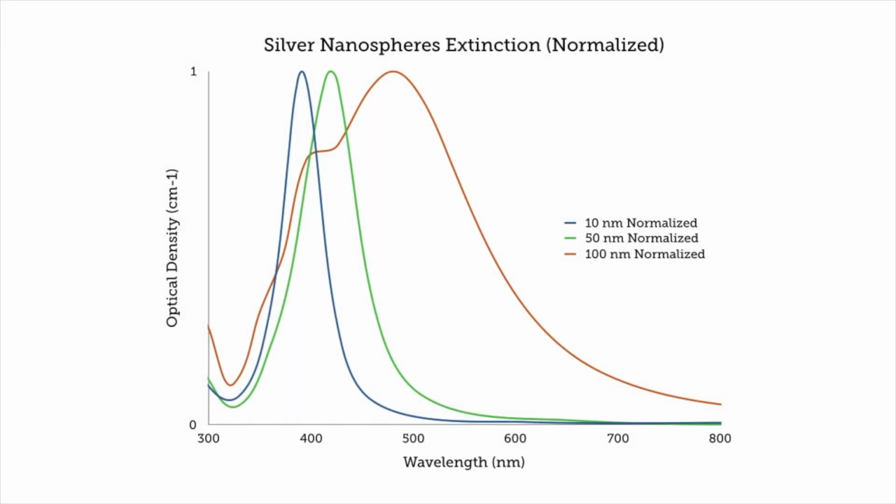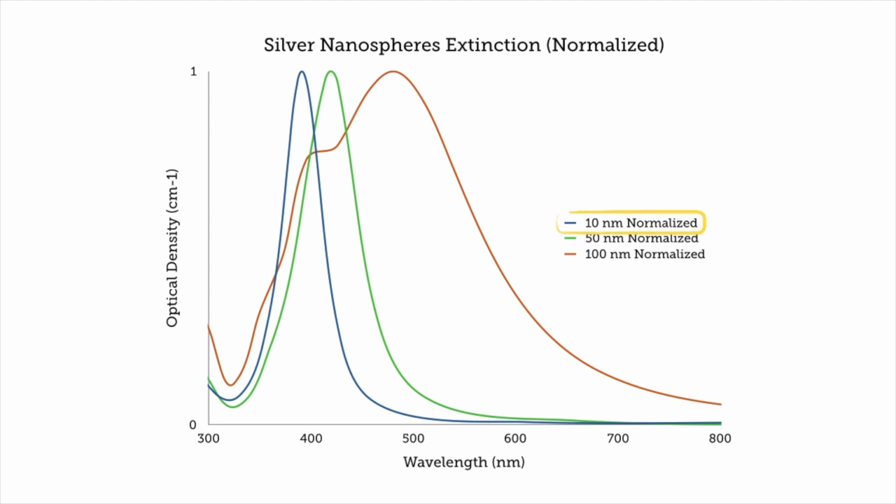Here's a chart where we've overlaid spectra from 3 different sizes of silver. These spectra are normalized, which means we took the spectrum from each material and divided the data by the peak absorbance so that all of their peak absorbances are at 1. Normalizing allows us to more easily see shifts in the peak location or wavelength.